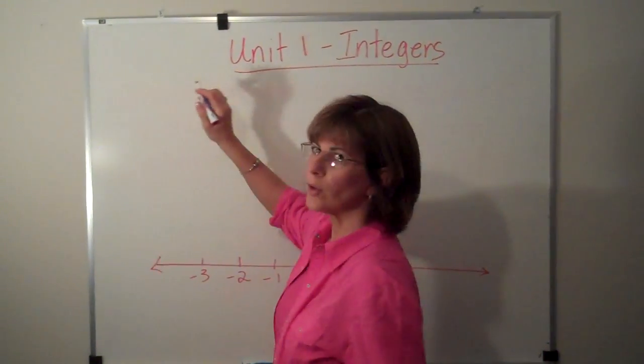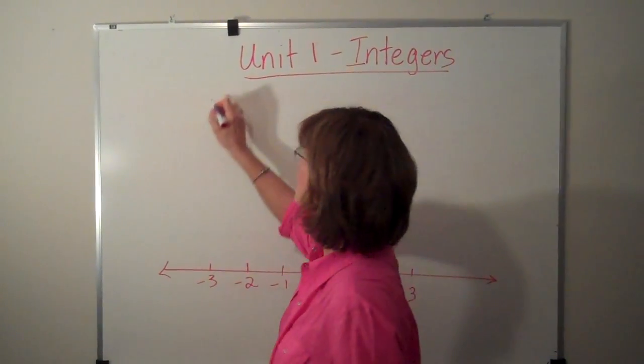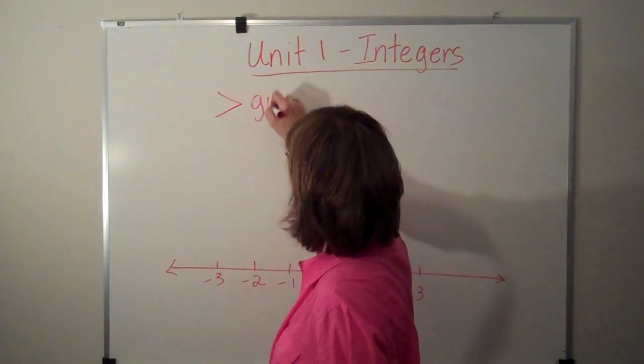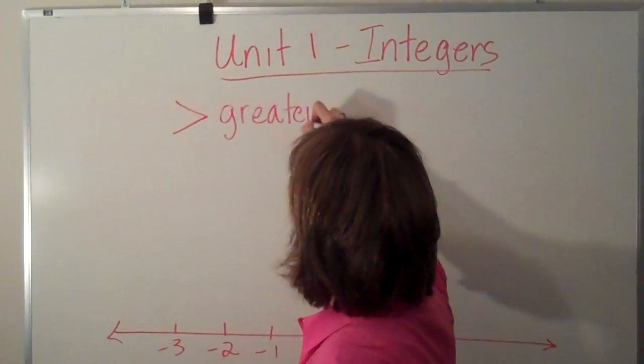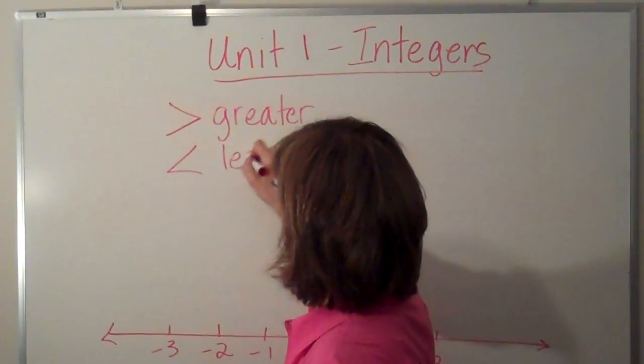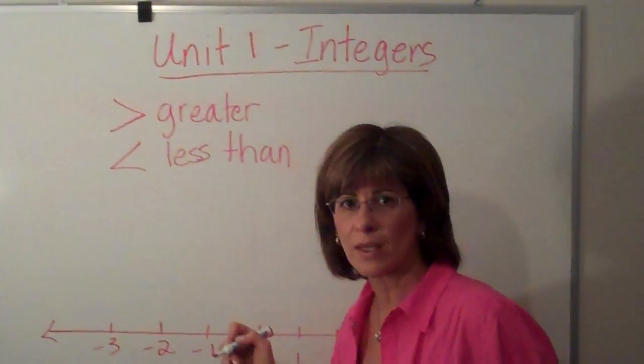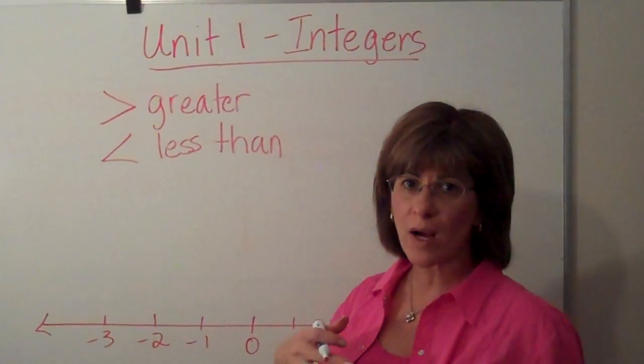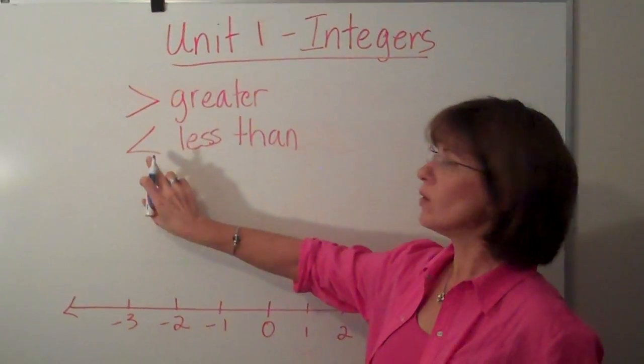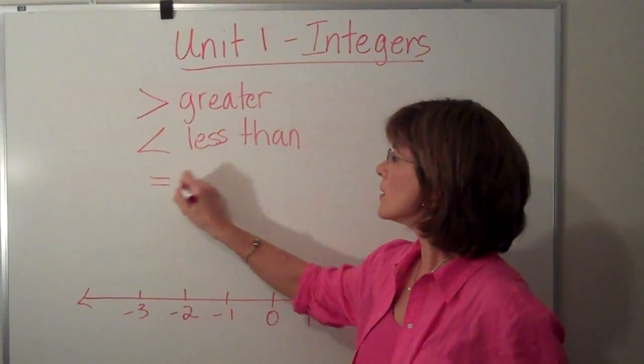So if you use your comparison symbols like greater than, less than. These are called inequalities because you're saying that something's not equal to something else. It's either bigger than it or smaller than it. So greater than or less than. And then of course this is equal.